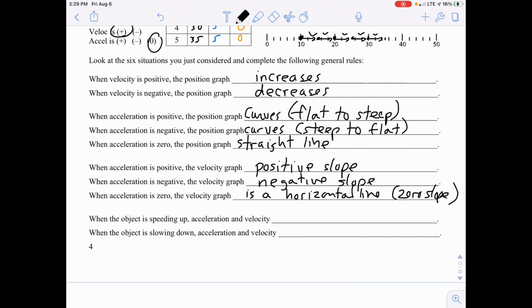When the object is speeding up, acceleration and velocity vectors point the same way. When an object is slowing down, acceleration and velocity vectors point opposite. They point opposite to each other.